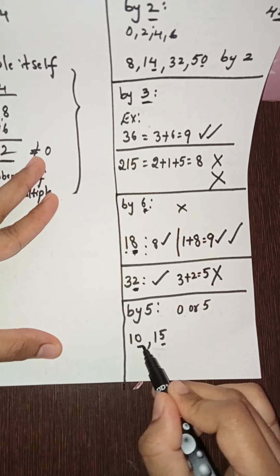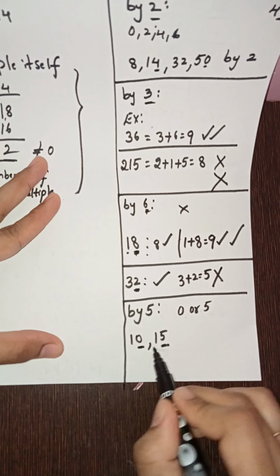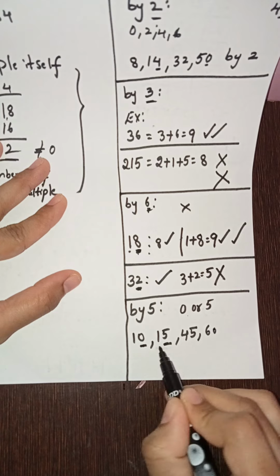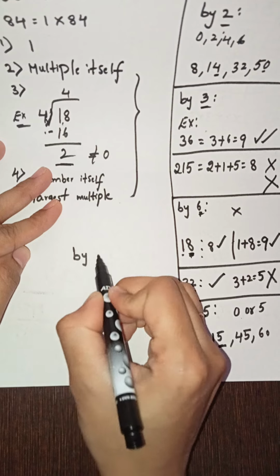10, 15. So the one's digit is 0, and here the one's digit is 5. So these are the examples. Still more examples like 45, 60. So these are all divisible by 5.